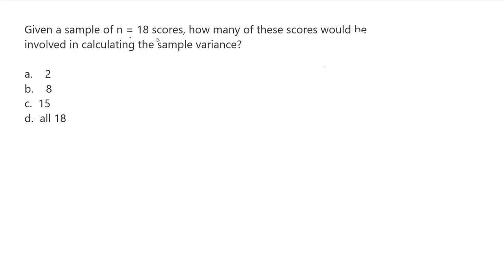Given a sample of n equals 18 scores, how many of these scores would be involved in calculating the sample variance? Is it going to be just 2, 8, 15, or maybe all 18 are involved? All right, to do this, let's have a look at the formula itself.